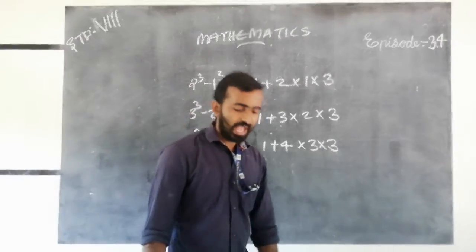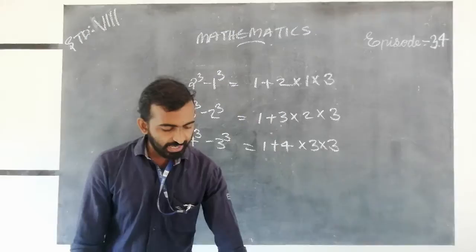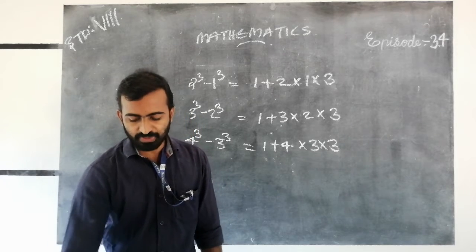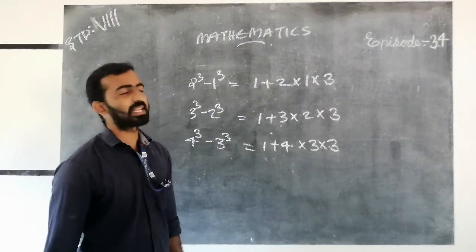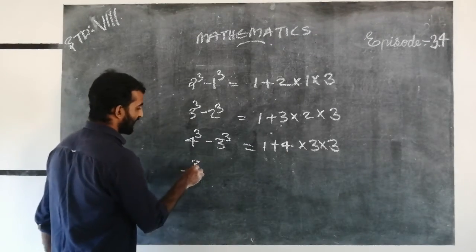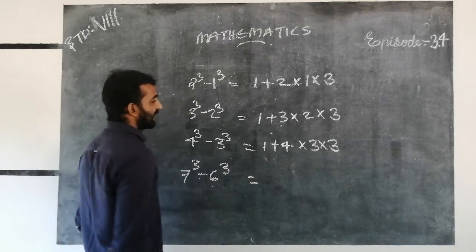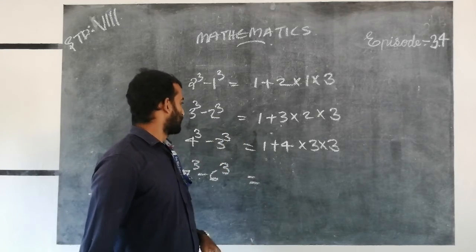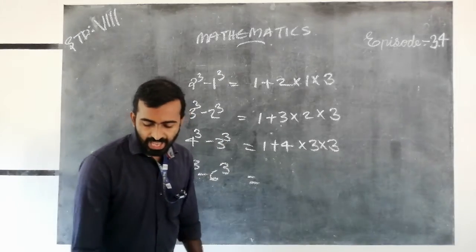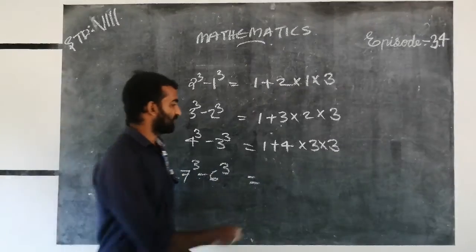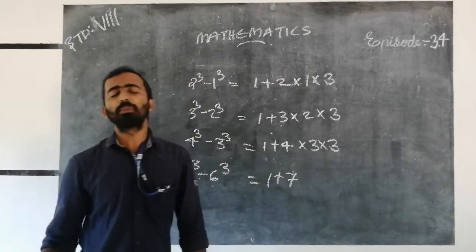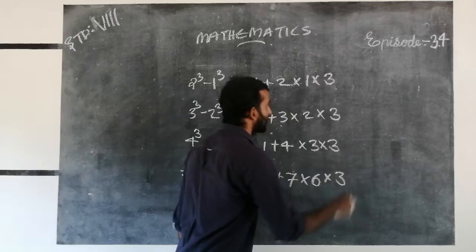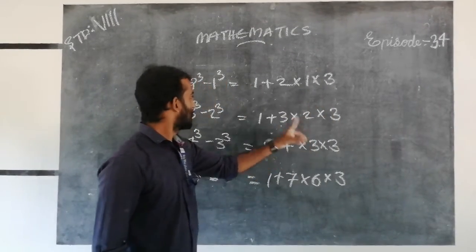Using the above pattern, find the value of the following. First one is 7 cube minus 6 cube. Here is 1 plus 7 into 6 into 3. The 3 is common.